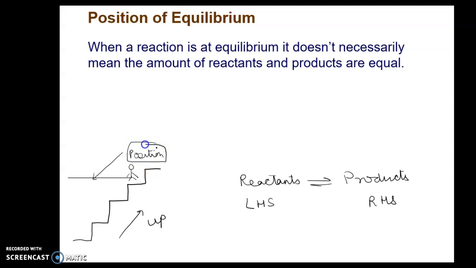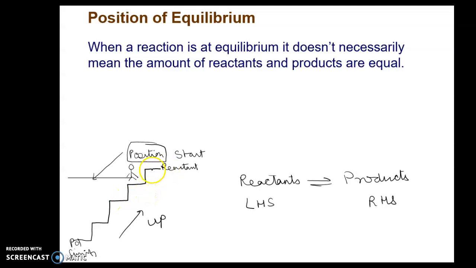In the same way, when a reversible reaction is happening, the reactants are turning into products. So imagine your reactants are here at the start, and your products are at the finish line. When the reaction reaches equilibrium, just like the person reached a point where they stayed in the same position, in the same way, your reactants and products would stay in the same position.